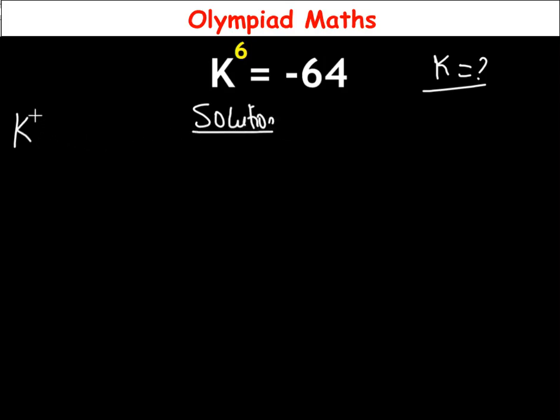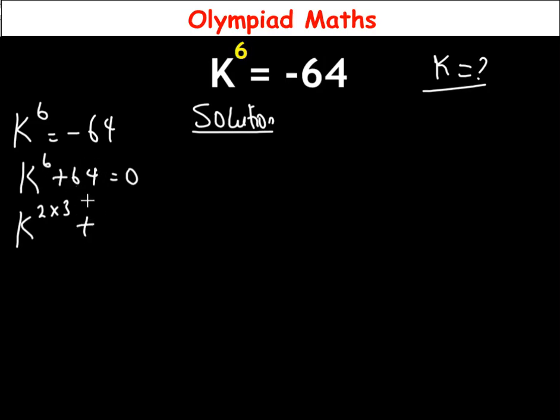First, we have k raised to power 6 is equal to minus 64. Move this to this side. We have k raised to power 6 plus 64 is equal to 0. With this done, k to the power 6 can be written as k to the power of 2 times 3, 2 times 3 equal to 6, then plus 64 can be written as 4 raised to power 3. This is then equal to 0.